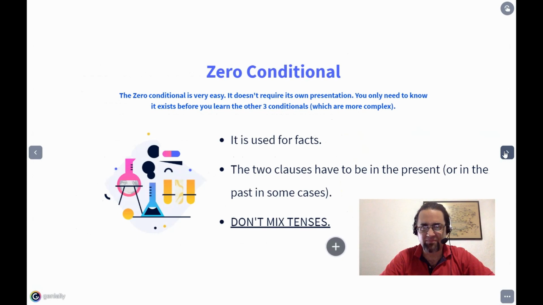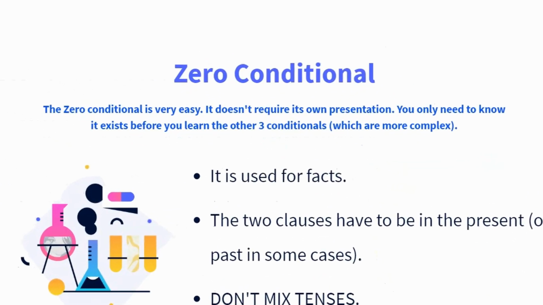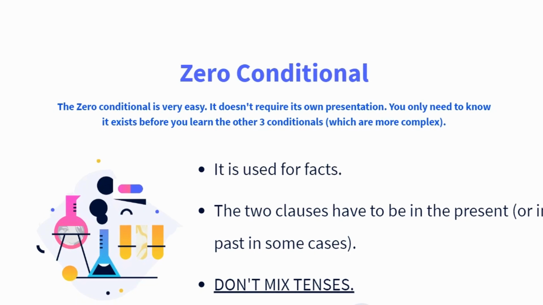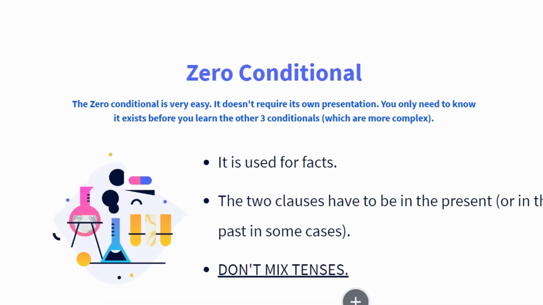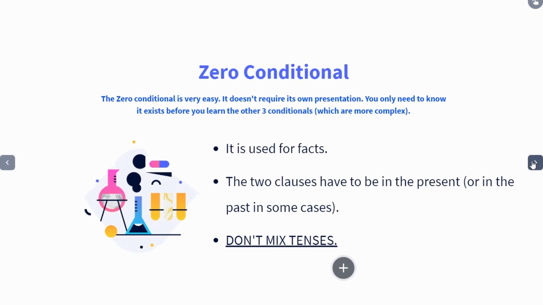Before we continue, why don't we talk about the zero conditional? The zero conditional is very easy. It doesn't require its own presentation. You only need to know it exists before you learn the other three conditionals, which are more complex. A zero conditional is used for facts, for example, for science. The two clauses have to be in the present, or in some cases, they can both be in the past.